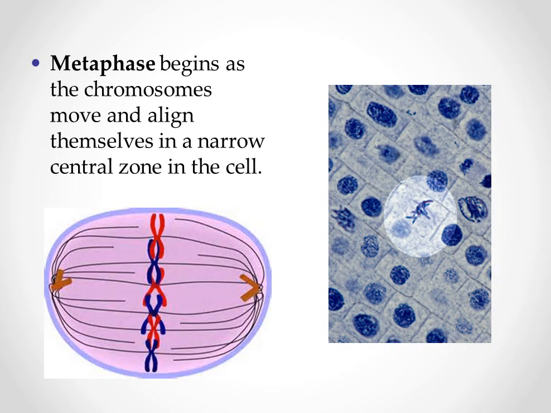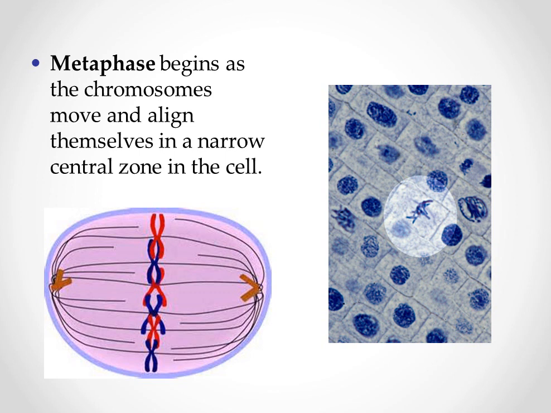Now metaphase is really easy to remember. Meta means middle, okay? Meta, middle. Now these chromosomes are going to line up in the middle or the equator, if you will, or the central zone of the cell. Okay, so again, these spindle fibers attach themselves to the centromere or the center part of the chromosome.